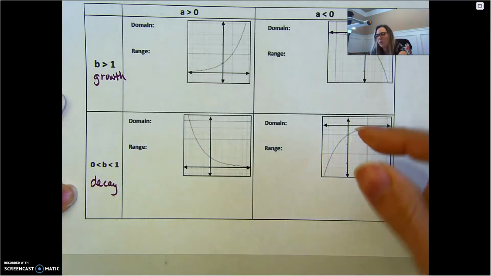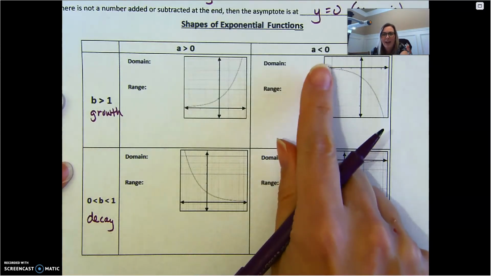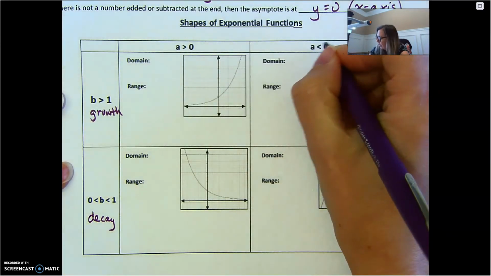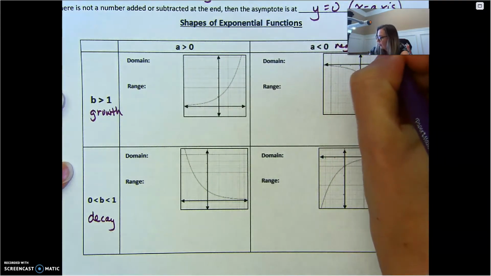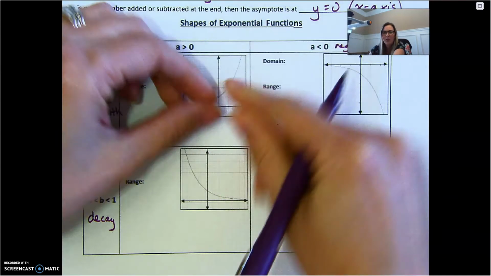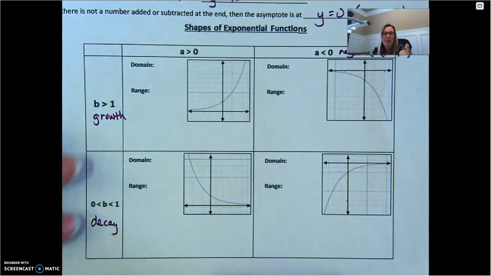All right, and this is also decay just flipped down, right? A reflection. So if a happens to be negative, when it's less than 0, it's going to flip this picture down. That's all it's doing, it's taking it and flipping it.